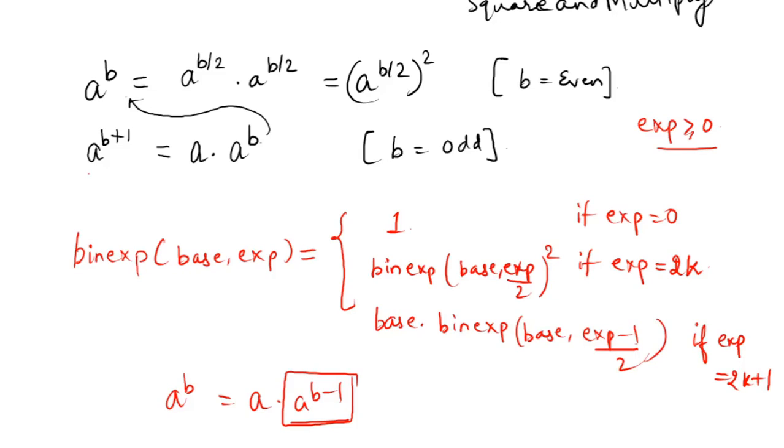And this will improve the performance of calculating the exponent as compared with the naive approach. Why? Let us look through an example where, let's say, 5 raised to 10 has to be calculated.